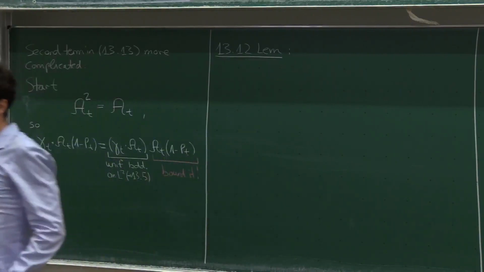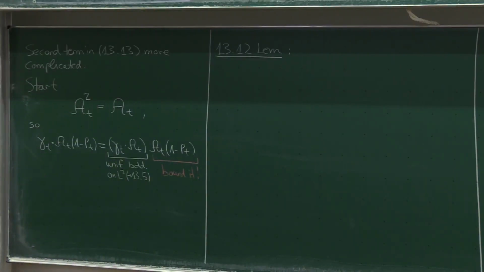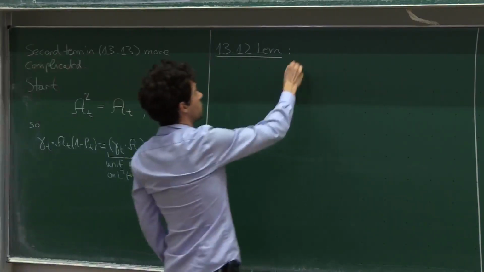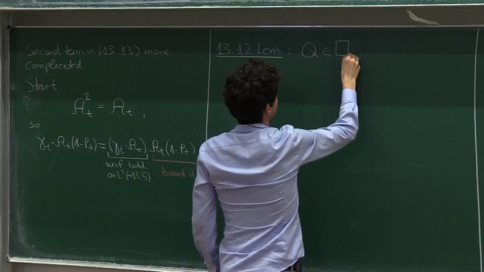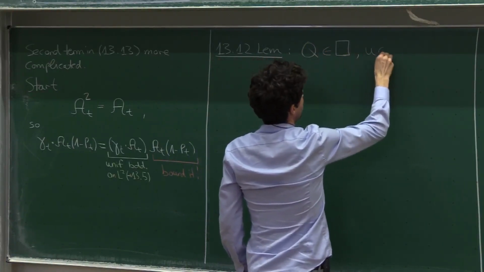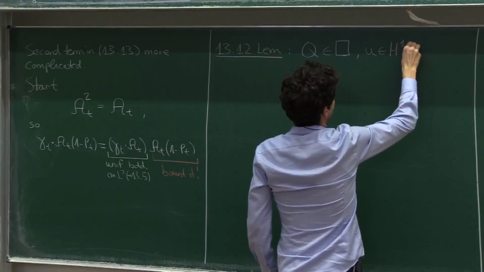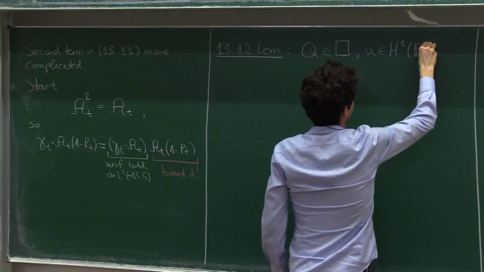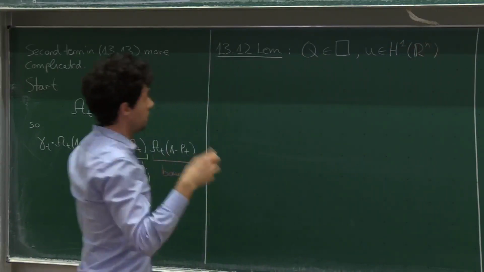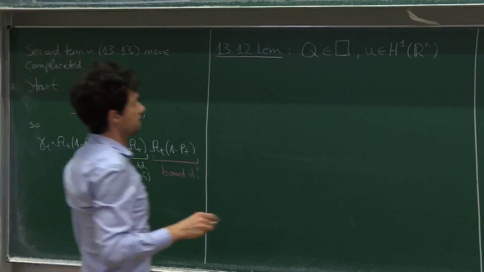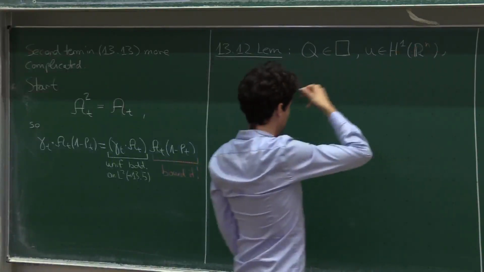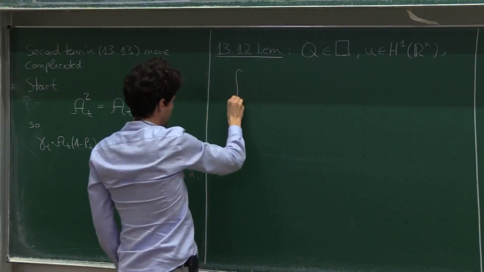Okay, 1312, a lemma that allows you to bound the average of a gradient. So suppose Q is a dyadic cube. Suppose U is H1 on Rn. You could also take it H1 on the interior of the cube if you want. But H1 Rn is enough for what I'm trying to say.